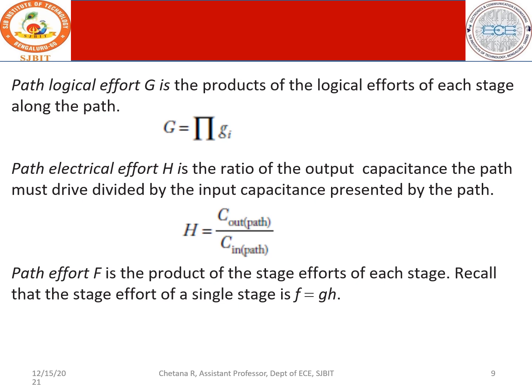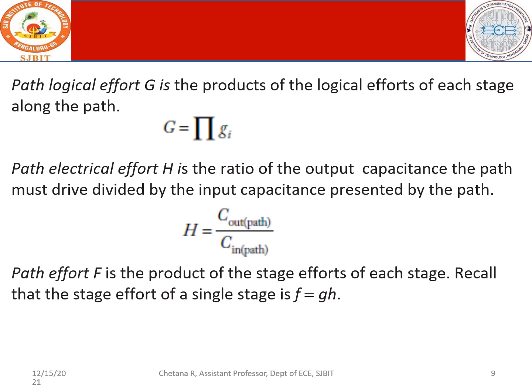The path logical effort, the logical effort in the entire path, is given as capital G, the product of the logical efforts of each stage along the path, Gi. So in our previous example, multiply all the g values, and that gives you capital G, called the path logical effort. Similarly, the path electrical effort, which is fan out, is given as capital H. Fan out was given as lowercase h, now it is capital H.